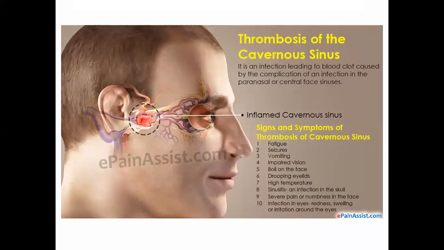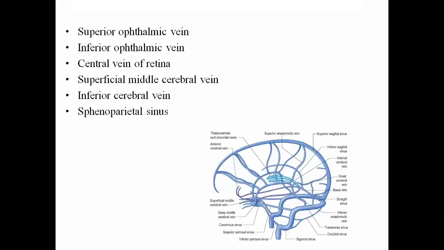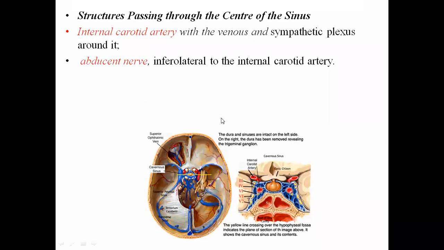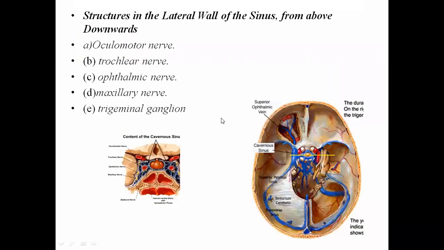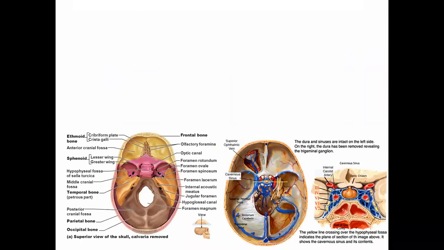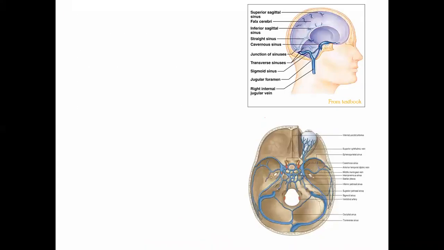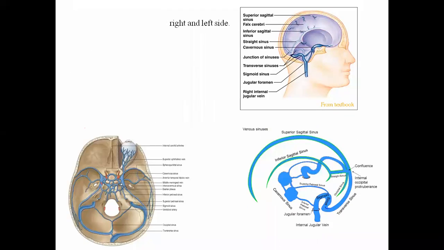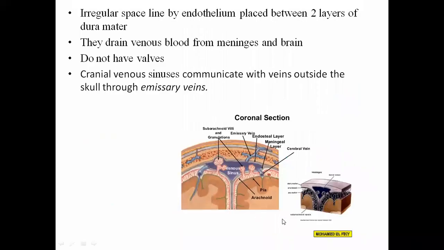Now, thrombosis of the cavernous sinus. It is an infection leading to blood clot caused by complication of an infection in the paranasal or central face sinuses. We already mentioned about emissary veins, which are connecting the sinuses to the exterior of the skull. I hope you remember that. I'll just show you that once again. This is the emissary vein. So through these emissary veins, any infection which is there outside can easily enter into the sinuses.